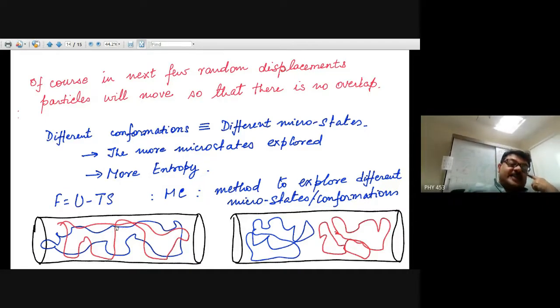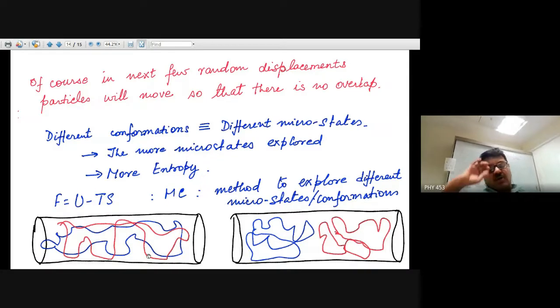Now, because of this, as they try to take all possible conformations, they would try to maximize the number of conformations that is possible. And as a consequence, these polymers would automatically segregate into two halves of the cylinder. One half of the cylinder will be occupied by the blue chain, and the other half will be occupied by the red chain. Why is this happening? Because if they separate out, the number of conformations that they can take is more than the number of conformations they can take if they were overlapping.